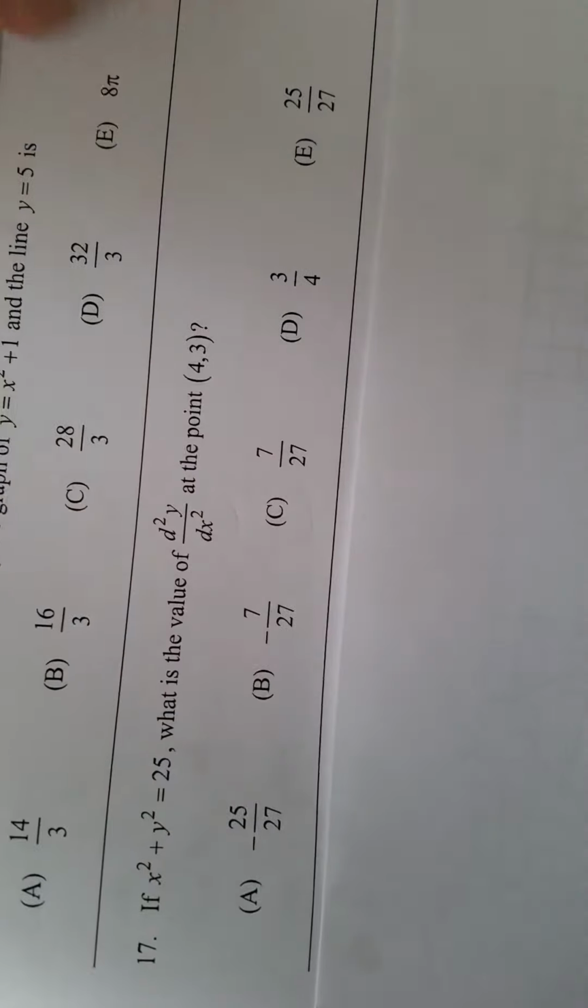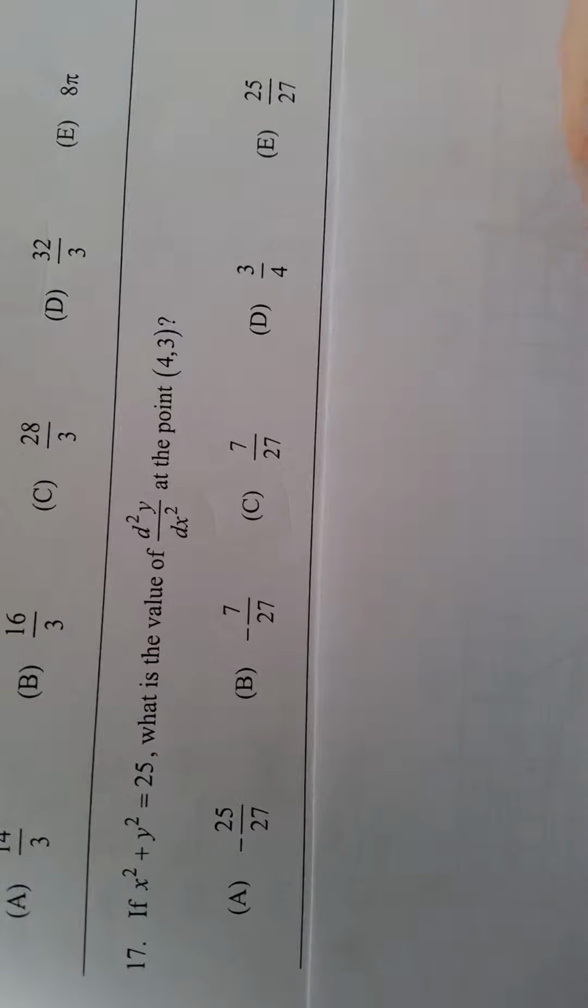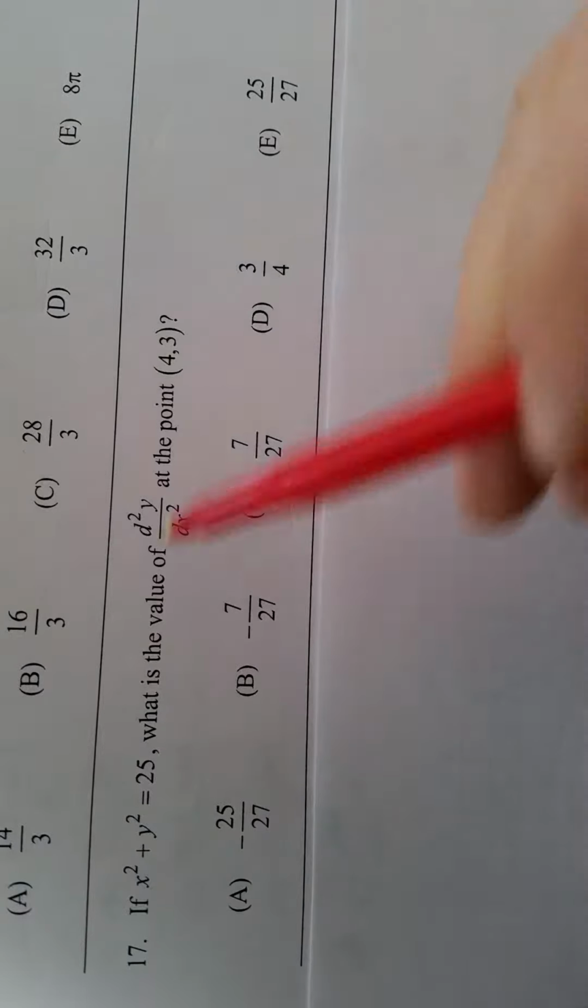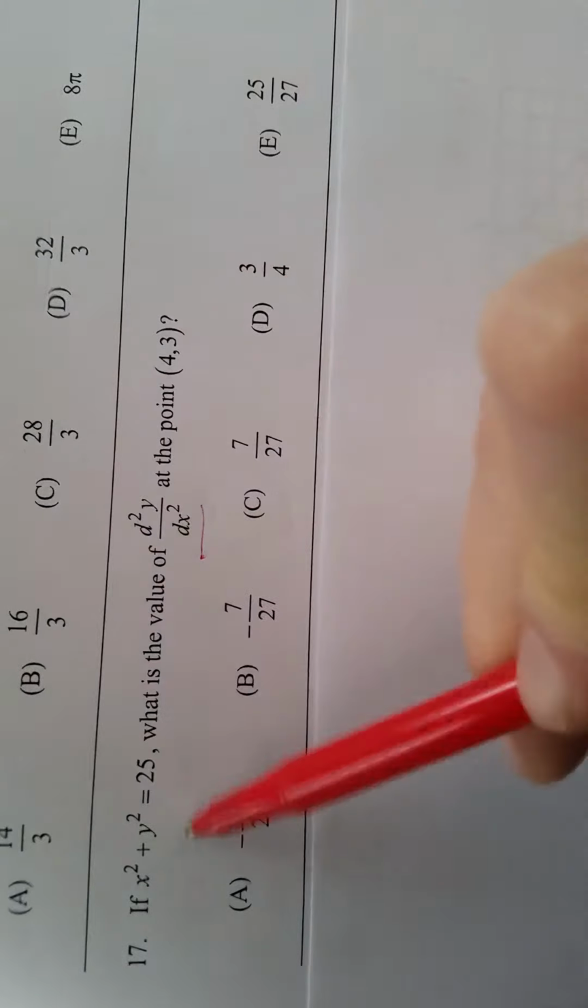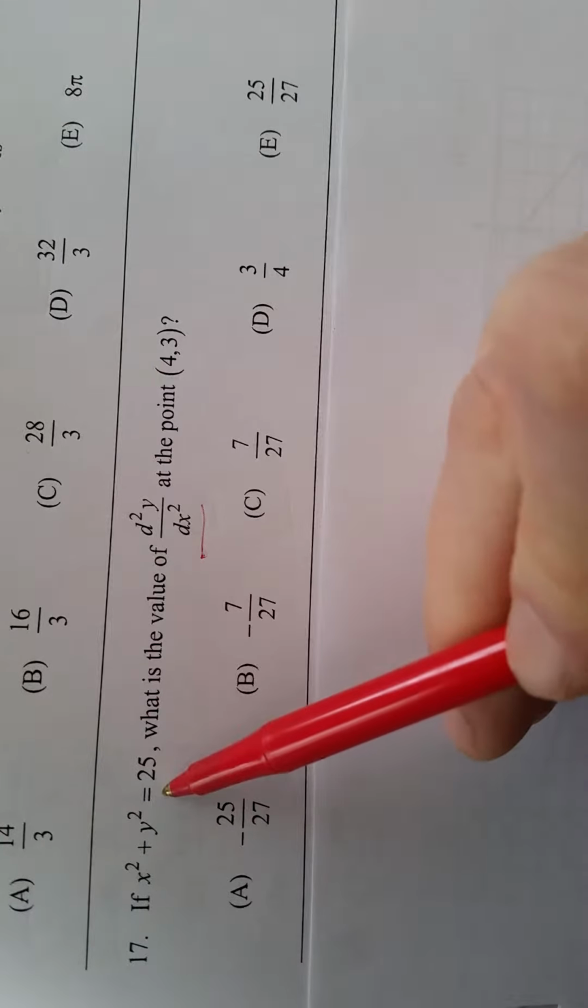Okay, here we've got number 17 and 19. So 17 says if x squared plus y squared equals 25, that's actually a circle with a radius of 5, with an origin at 0, but whatever. What is the value of, remember this means second derivative, so we want the second derivative at this point. Okay, so right here, you should immediately be thinking implicit differentiation because you can't totally get y by itself.